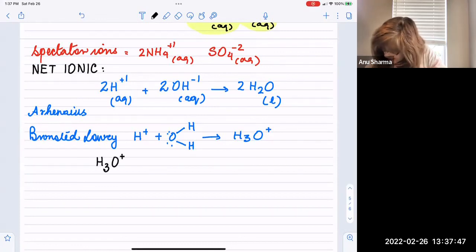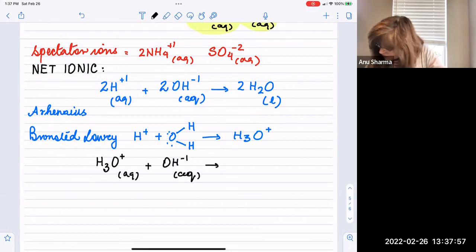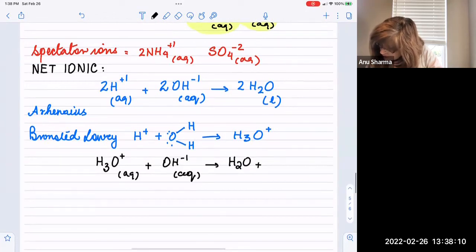Then you can reduce this whole thing to the simplified version: the hydronium ion H3O+ aqueous reacting with the OH- ions aqueous, and that gives you water. The water is already there, so H2O was there, plus 1 more H2O, so 2 H2O. And that's the liquid.